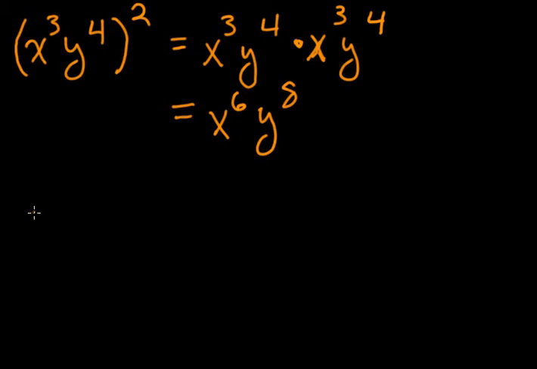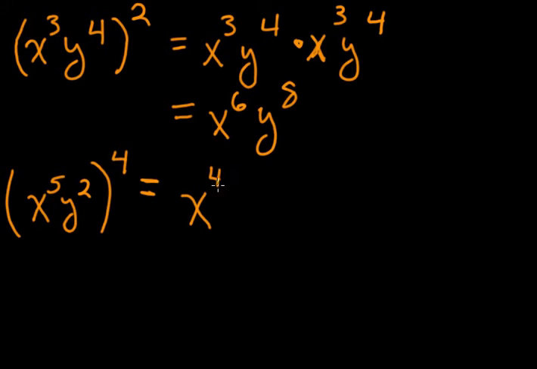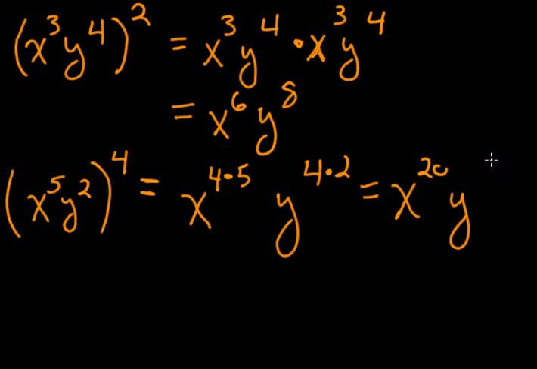Well, that's nice if you have something that's only squared. But our rule helps us when we take x to the fifth, y to the second, and we take it to the fourth power. I don't write it out to the fourth power, it's going to fill my whole screen. So that's the same as x to the 4 times 5 times y to the 4 times 2. That equals x to the 20th, y to the 8th.